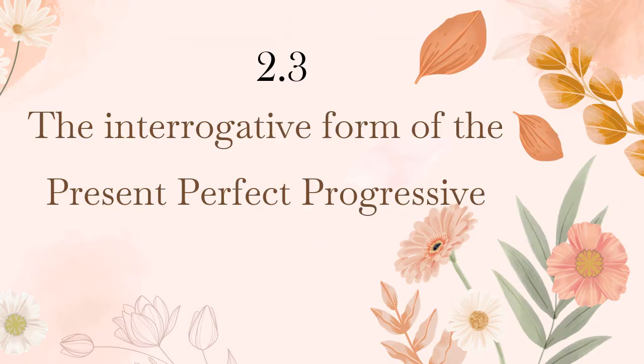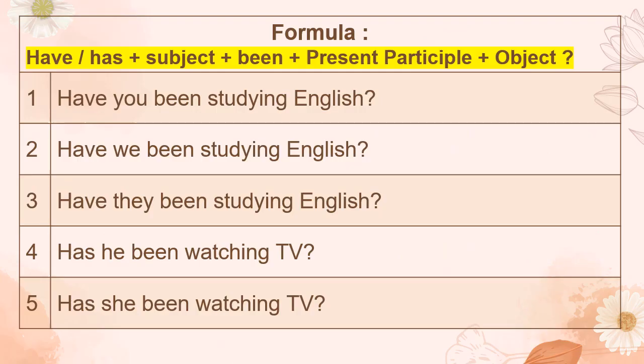The interrogative form of the present perfect progressive. The formula is have or has plus subject plus been plus present participle plus object. For example, have you been studying English?